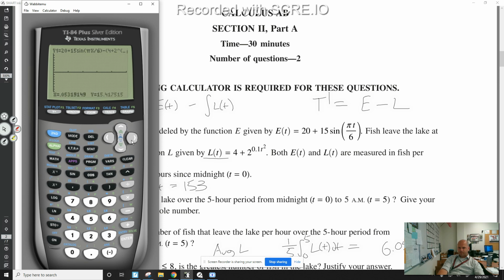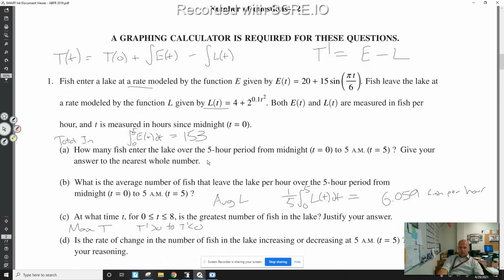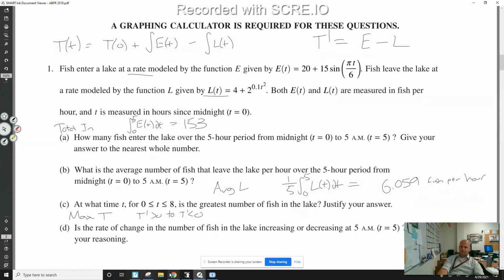What am I missing here? Is t prime just positive the entire time? All these y values are positive. We're up here at 29, 28, 27, 26, 25, 24, 23, 22. Like, probably the first thing you were thinking is, hey, guys, oh, 0 to 8.